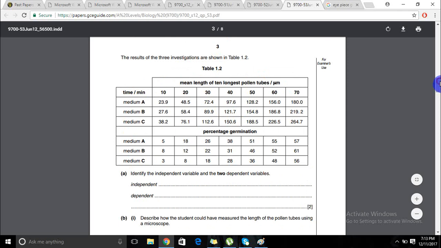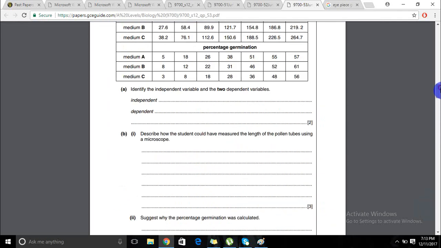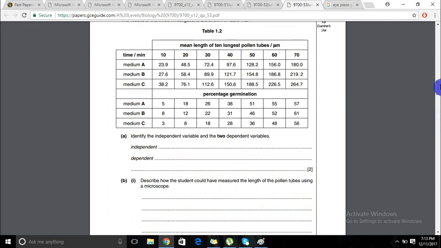So you really can't say whether sucrose has any effect on the percentage germination or the mean length, because the sucrose is the same. And especially in the case of the mean length of the 10 longest pollen tubes, in the case of A and B, we shouldn't be able to make comparisons.